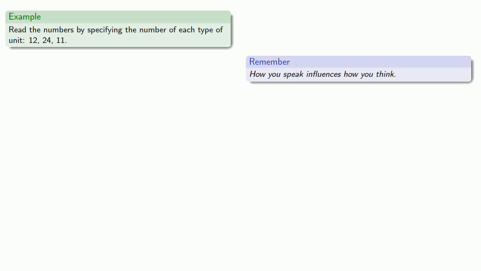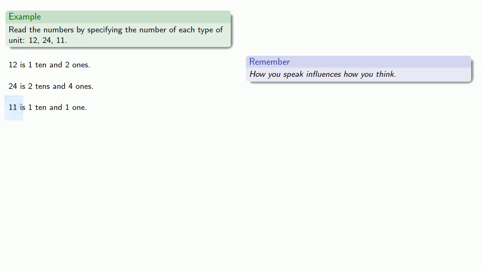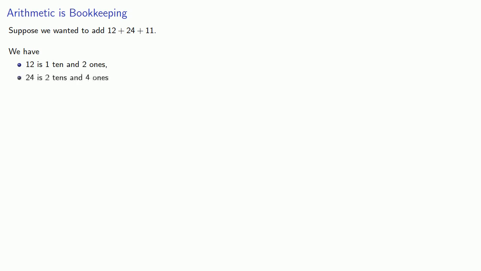So let's read the numbers by specifying the number of each type of unit. So this number might be called 12, but we don't want to read it that way because 12 doesn't tell us anything useful. This is actually 1 ten and 2 ones. Similarly, this number, 2 tens and 4 ones, and this is 1 ten and 1 one. So why is it useful to read numbers this way? Well, suppose we wanted to add these three numbers together. If we read these as 12, 24, and 11, it's not really clear how we can add them. But if we read them as what they are, this is 1 ten and 2 ones, this is 2 tens and 4 ones, and this is 1 ten and 1 one.